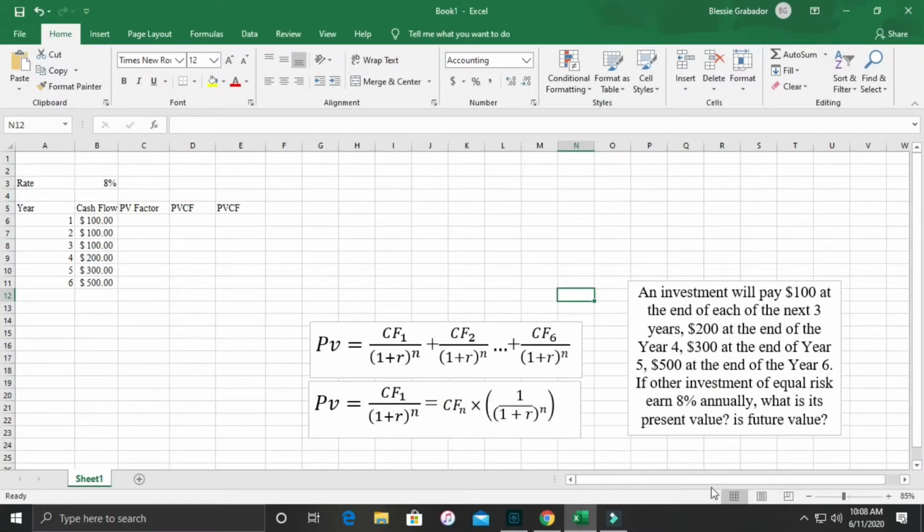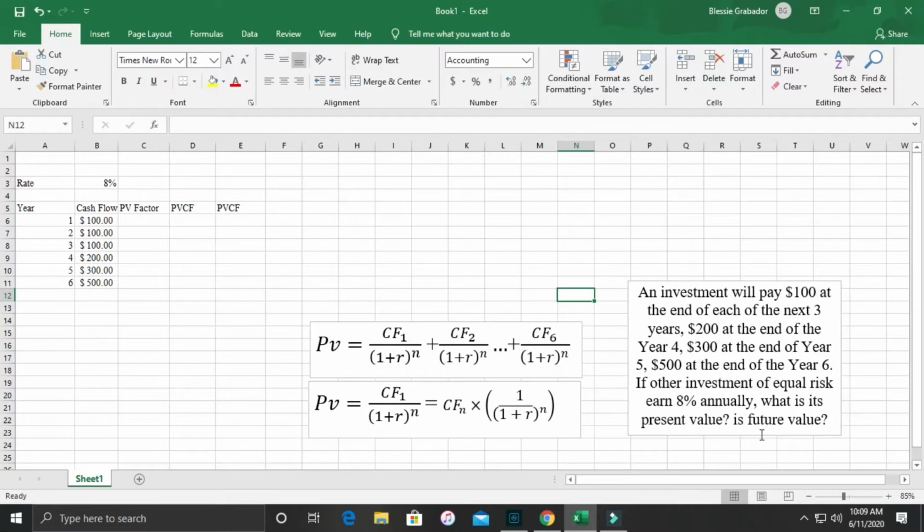Compute present value using an Excel file. So we have here the given problem as a sample problem for us to be guided. An investment will pay $100 at the end of each of the next 3 years, $200 at the end of year 4, $300 at the end of year 5, and $500 at the end of the 6th year. If other investments of equal risk earn 8% annually, what is its present value?